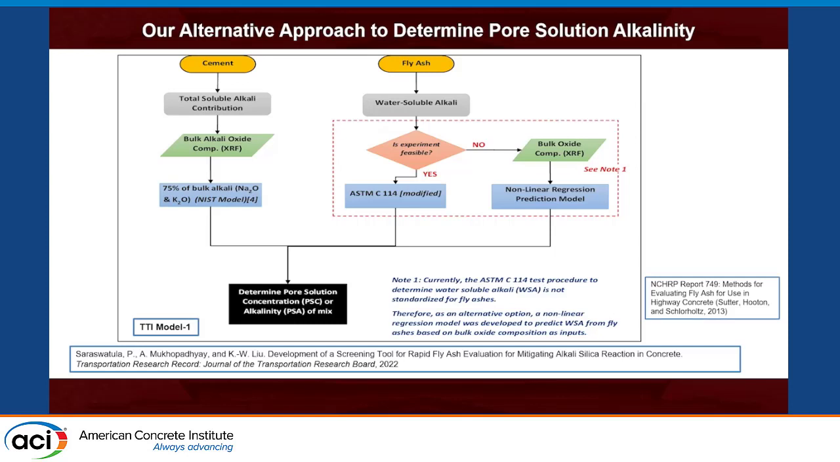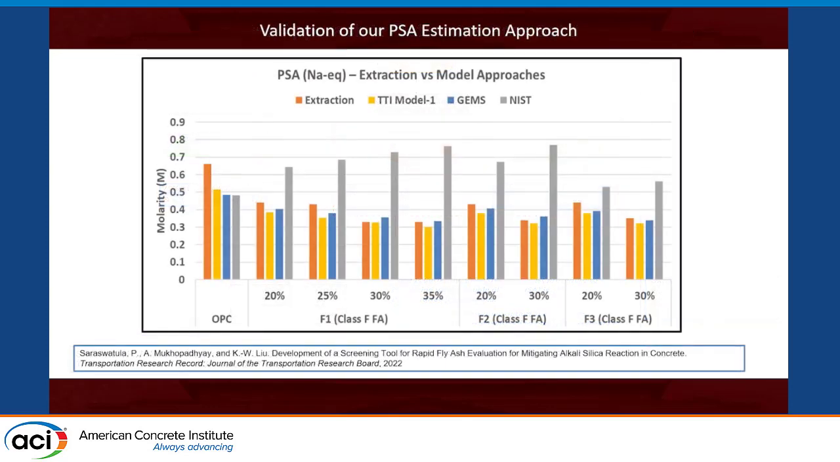This is the alternative approach we developed, and we made an Excel sheet. You give the input, and the Excel sheet will calculate the pore solution as a function of replacement level. You don't have to extract all the time, because extraction is not a practical way to do it. So we tried to develop a good solution that we can use for practical purposes. We validated our approach against the James model as well as extraction techniques. Here are some examples, and you see the NIST model overestimates, but all three are similar.